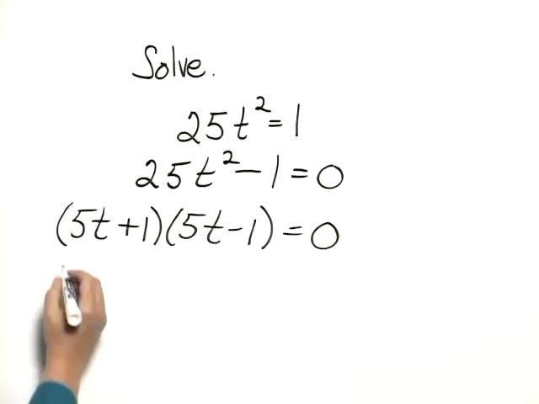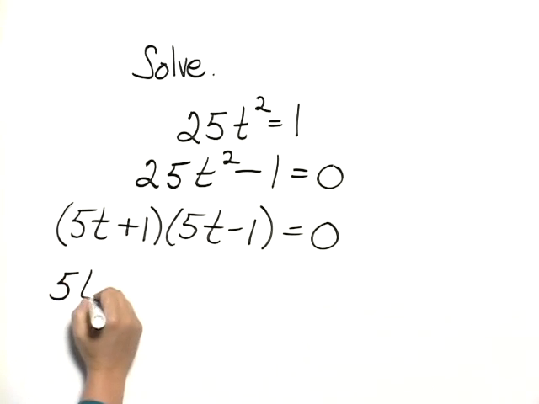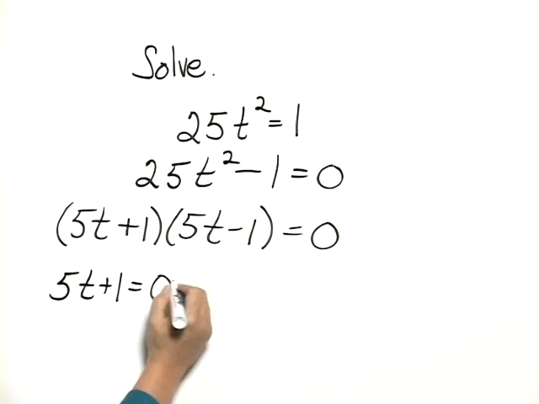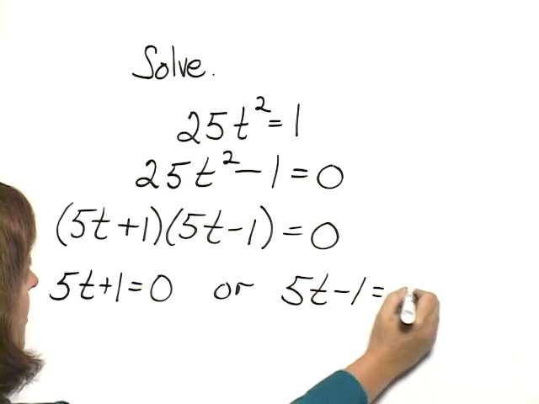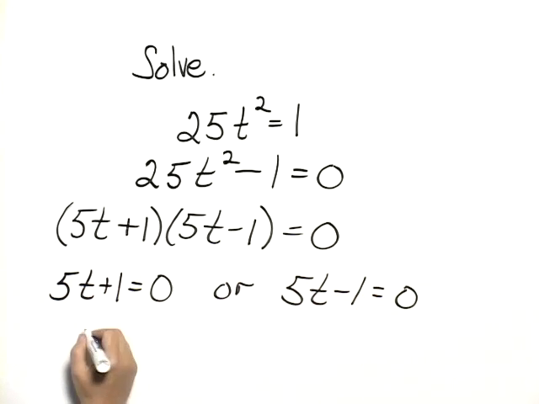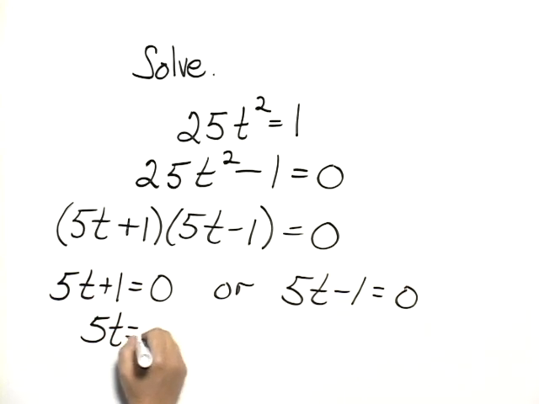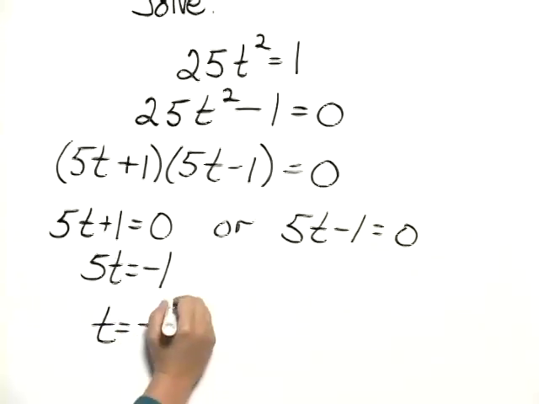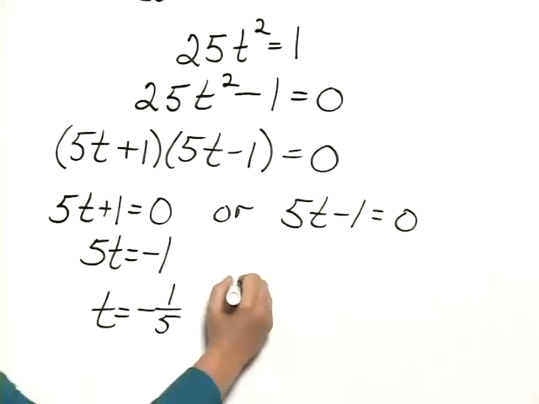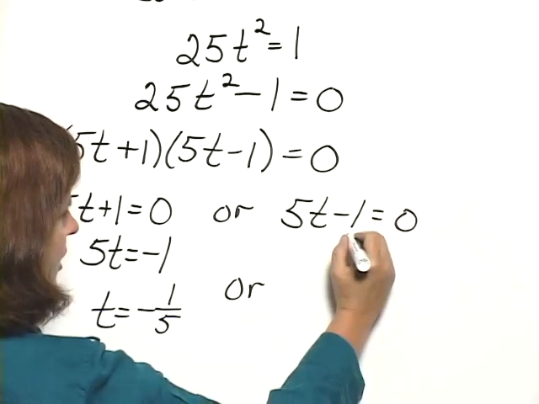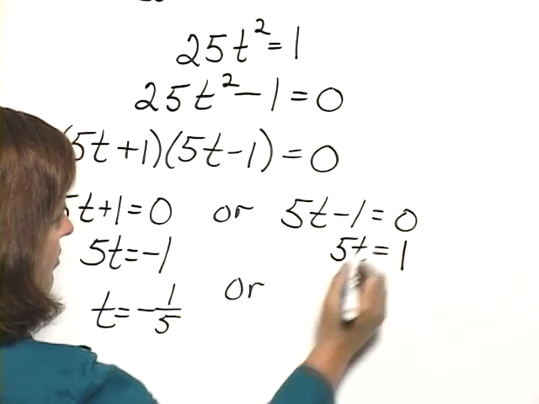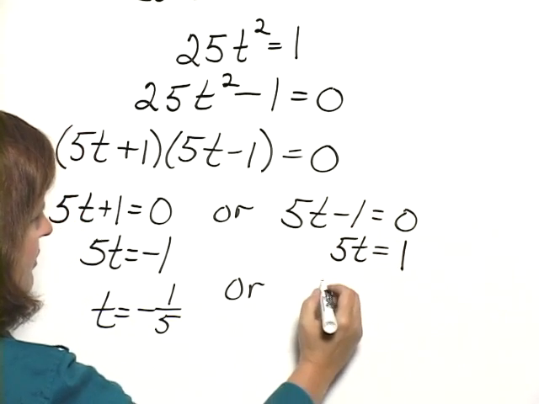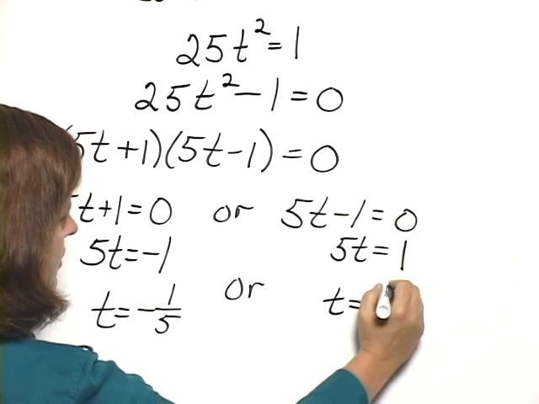Using the principle of zero products then, we have 5t plus 1 equals 0, or 5t minus 1 equals 0. Solving for t, we have 5t equals negative 1. Dividing both sides by 5, t equals negative 1/5. Or, solving on this side, we have 5t equals 1, adding 1 to both sides. And we divide both sides by 5, we have t equals 1/5.